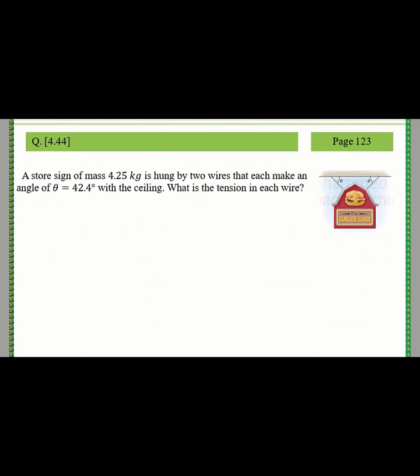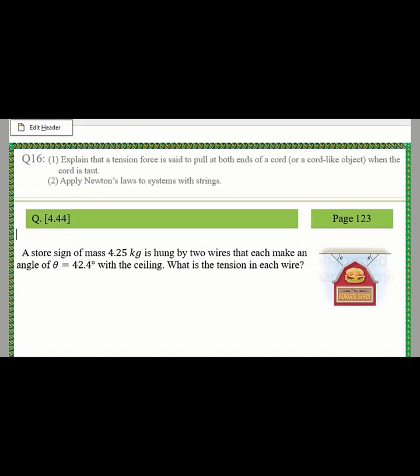A sign of mass 4.25 is hung by two wires that each make an angle of 42.4 with the ceiling. What is the tension in each wire? It is the same as the situation for the gymnast in part B. T1 equals T2. We will not show that. It's obvious. It is a paper-based question, so it is not multiple choice.